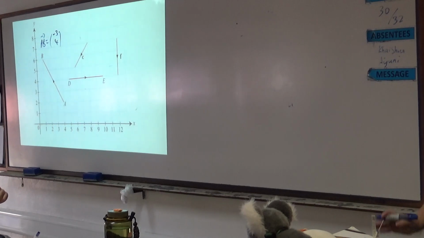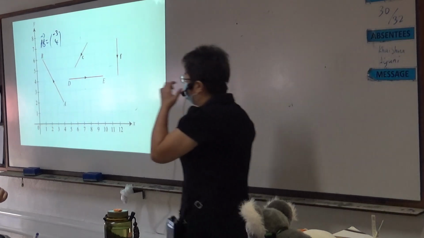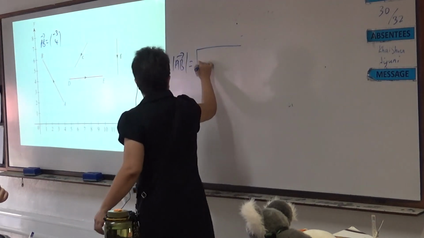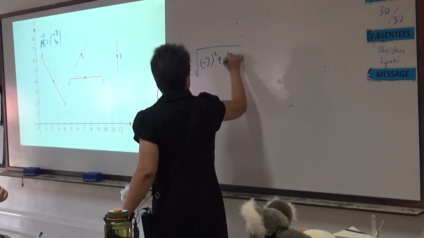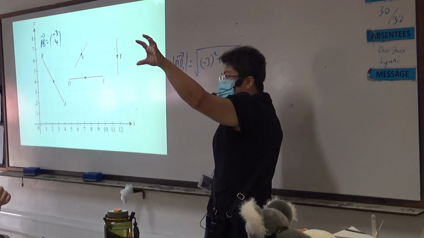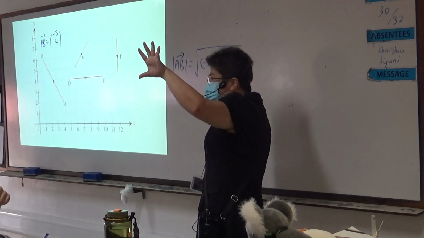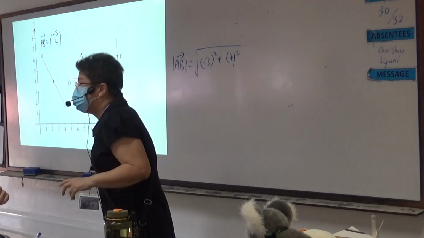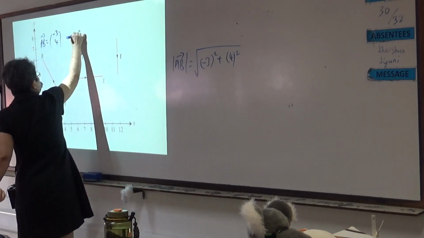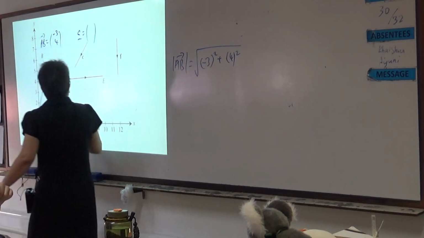Now, when I want to find its magnitude, what do we do? How do we find the magnitude of AB? Negative 3 squared plus 4 squared. Then you can get an answer. Because it's always the component squared plus the component squared. You square that, add up, and then you take the square root. Everybody clear?